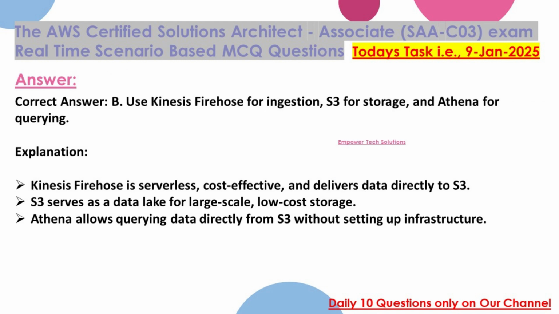Correct answer: B. Use Kinesis Firehose for ingestion, S3 for storage, and Athena for querying. Explanation: Kinesis Firehose is serverless, cost-effective, and delivers data directly to S3. S3 serves as a data lake for large-scale, low-cost storage. Athena allows querying data directly from S3 without setting up infrastructure.